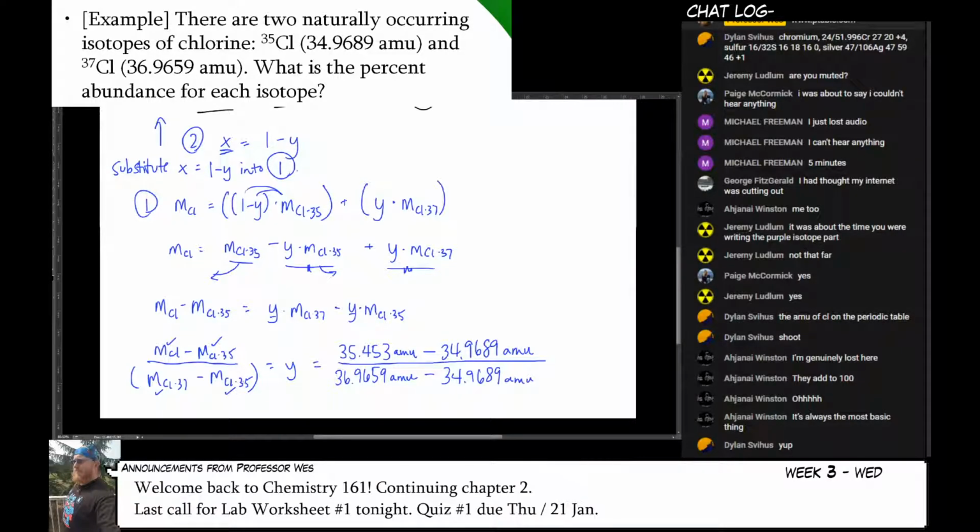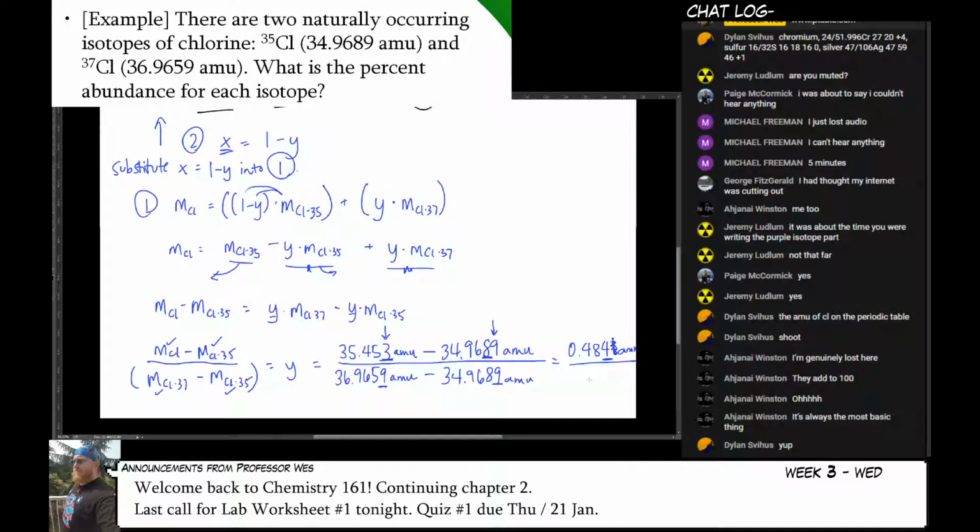So now I got to do subtraction, which means that I'm going to the thousandths place in this term, and the ten-thousandths place in this term. So you do have to watch out for sig figs. Be careful. 35.453 minus 34.9689. My calculator gave me for the top 0.4841 AMU. But I only get to keep to this position because of this number right here. It only goes to the thousandths place. This number would be subtracted from a question mark. So this gets lost.